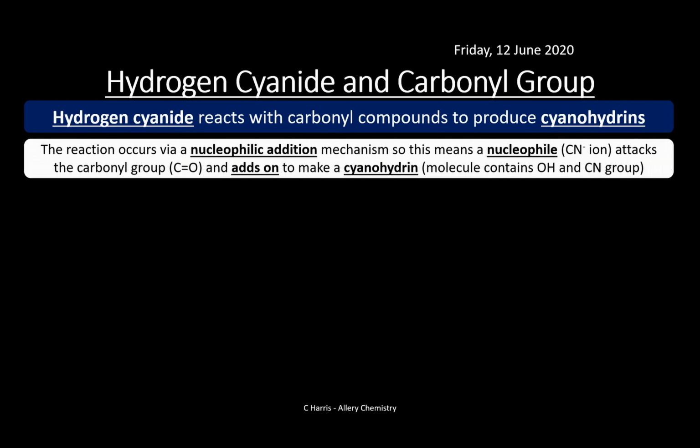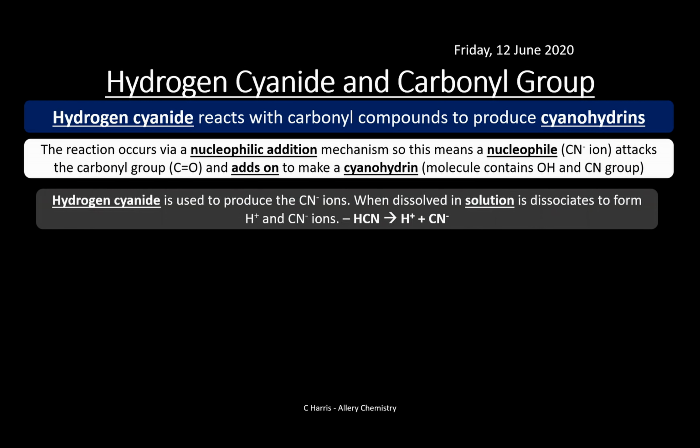The reaction occurs via a nucleophilic addition mechanism. It means a nucleophile, that's your CN- ion, attacks the carbonyl group, that's that C double bond O, and it adds on to make cyanohydrin. A cyanohydrin, as it kind of explains, contains a cyanide group, which is CN, and hydrin, which is your hydroxyl group, which is here, which is OH.